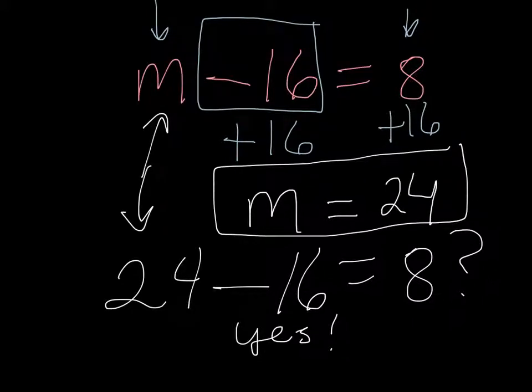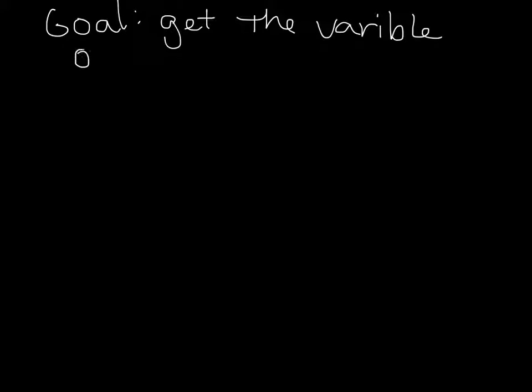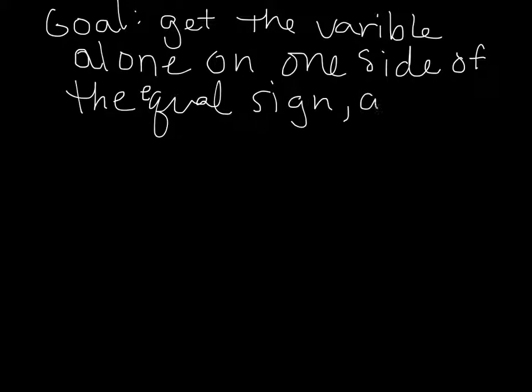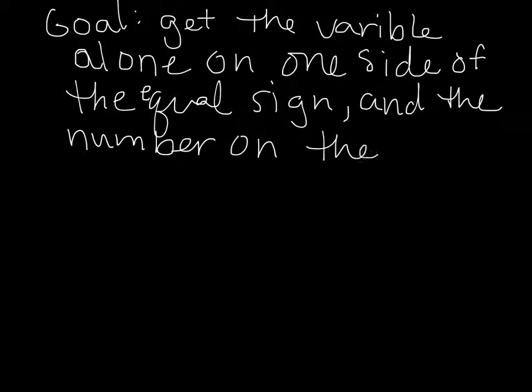Okay, so to recap, our main goals are: your goal is to get the variable, which is just our letter, alone on one side of the equal sign, and the constant or number on the other. That's your goal every time, is to get that letter all by itself.